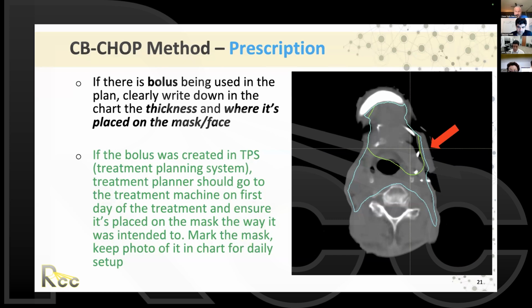Normally these boluses are created in the treatment planning system, and then it's very important that the treatment planner or the physicist doing the setup check goes to the machine the first day of treatment to verify that the bolus has been placed correctly on top of the mask of the patient. A good technique is to make some marks on the mask on the first day, so anything to help you place that bolus consistently every day for all the fractions, because it's very important.